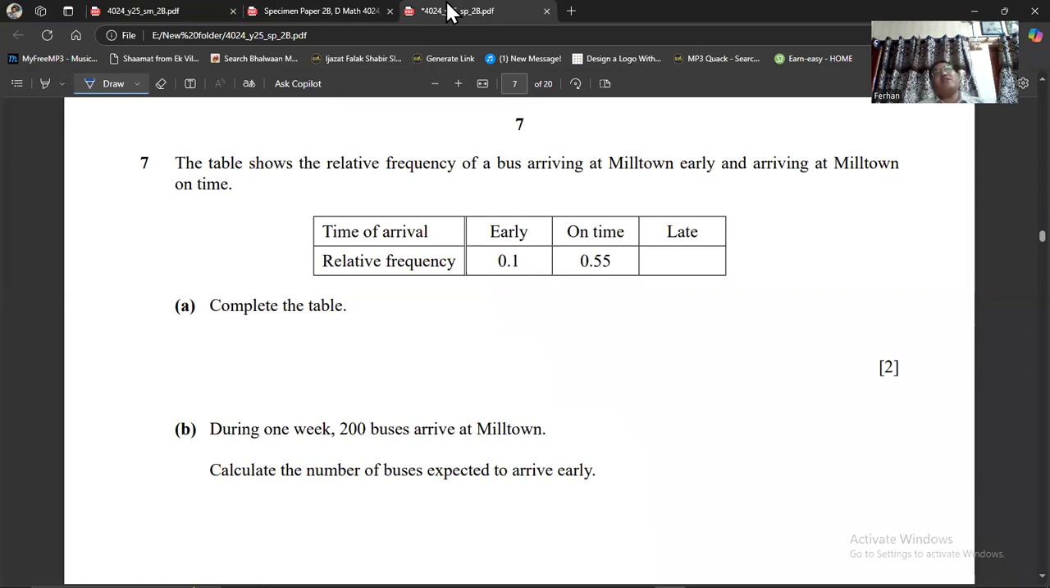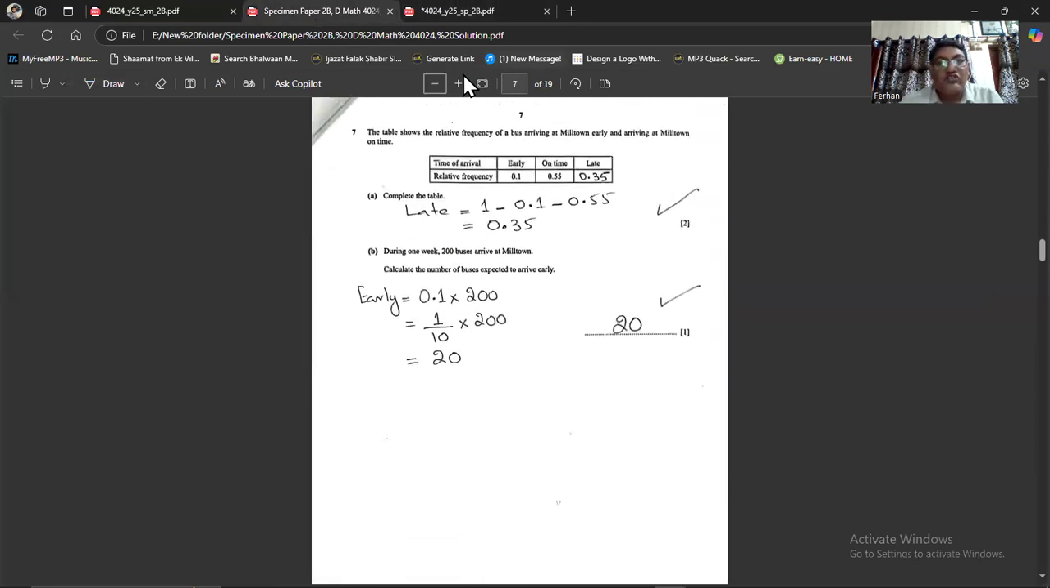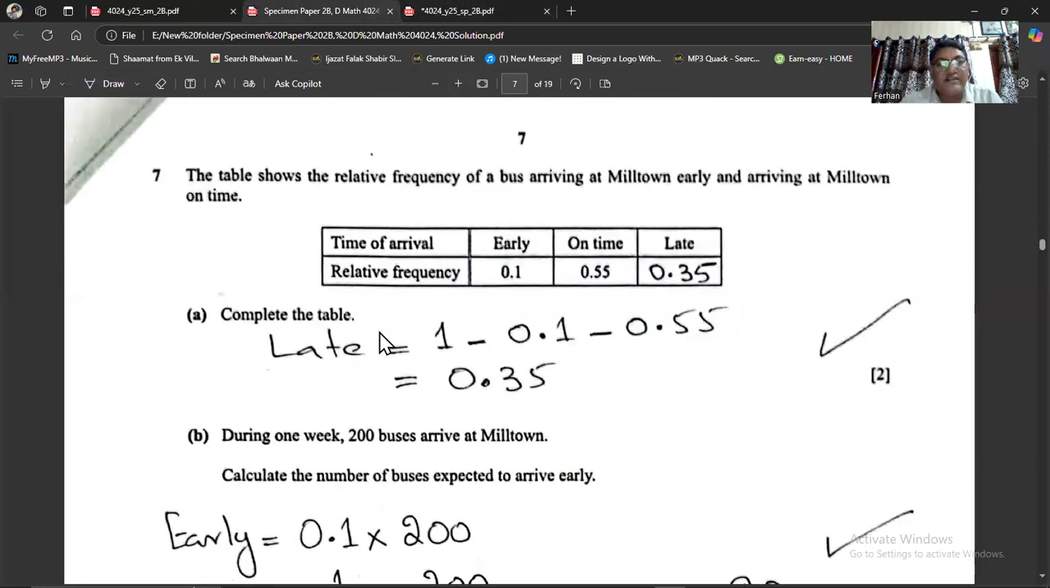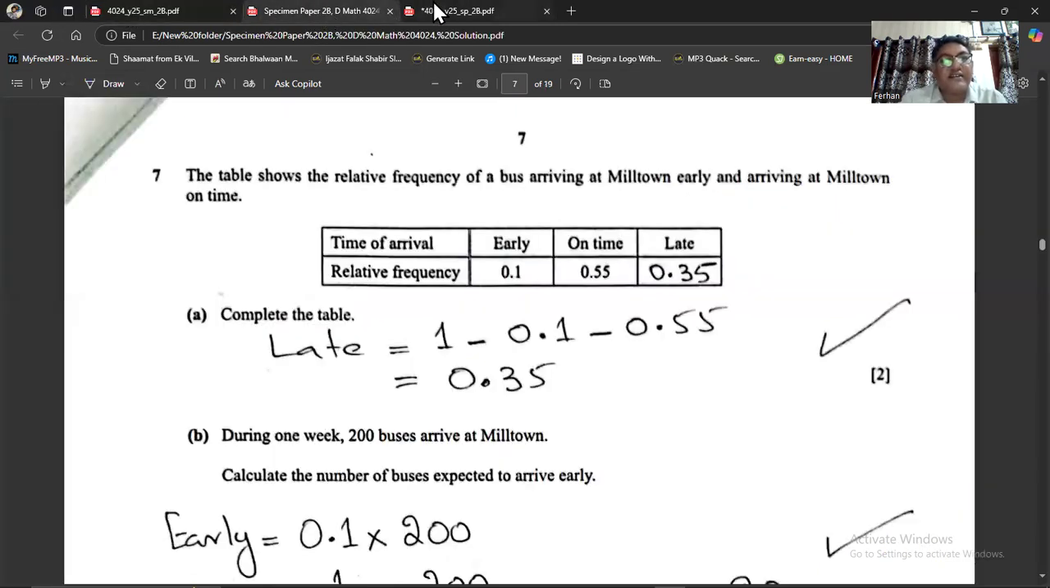So the total frequency and total probability or total relative frequency is always 1. So from 1 we will subtract 0.1 and 0.55, and we will get the relative frequency for coming late. So we have this question number 7 here. You can see. So the late will be equals to 1 minus 0.1 minus 0.55, and that will be 0.35. 0.35 is the right answer, sir.